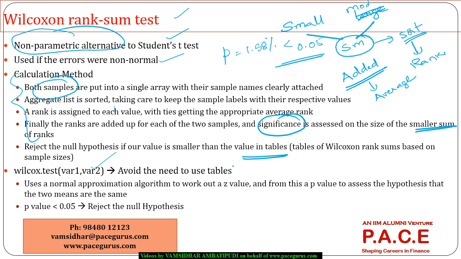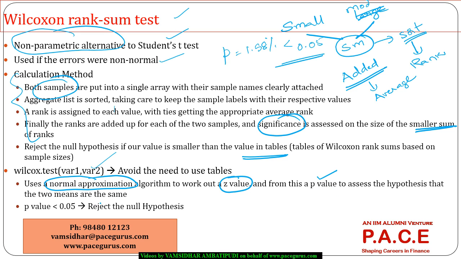So that is what is performed by a Wilcox test. Of course, a few important points we have to understand here. It uses a normal approximation algorithm to find out the Z value, and from this Z value it will compute the P value, the probability with which the null hypothesis may have to be accepted.